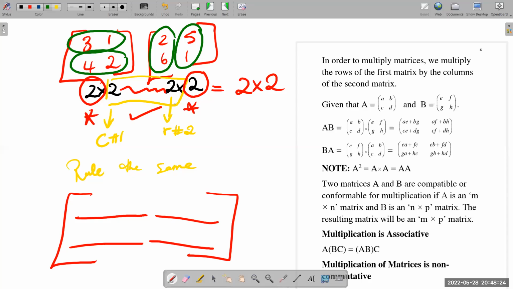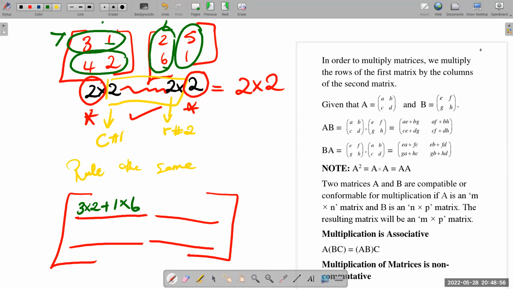All right, so there we go. Rows by columns. Remember we have different positions: top left, top right, bottom left, bottom right. So that's kind of how you keep track. Let's do top left first. So this is top, this is left. So we're going 3 times 2. You write it out: 3 times 2 plus 1 times 6.